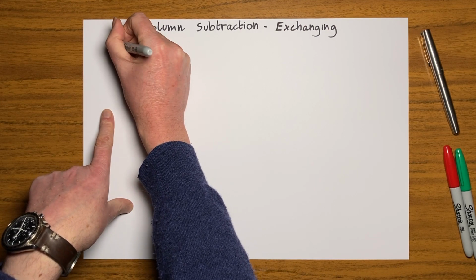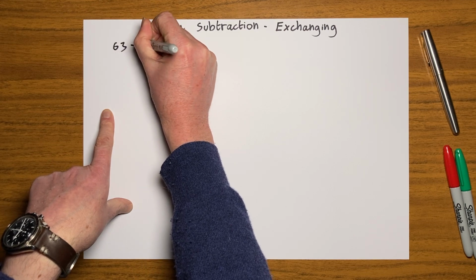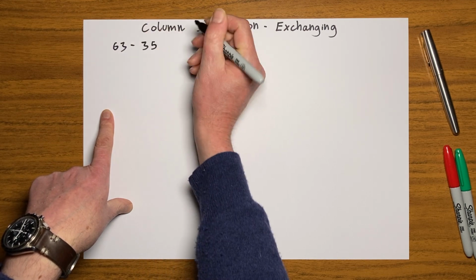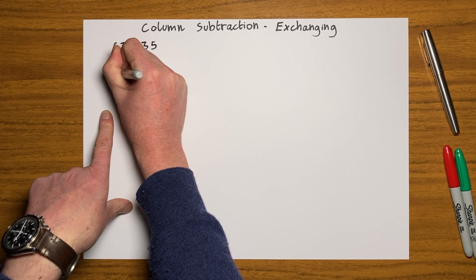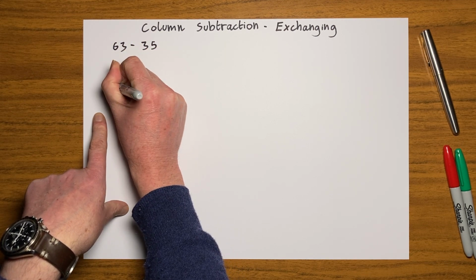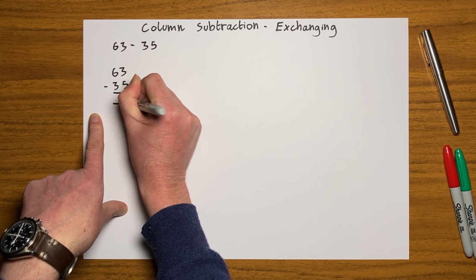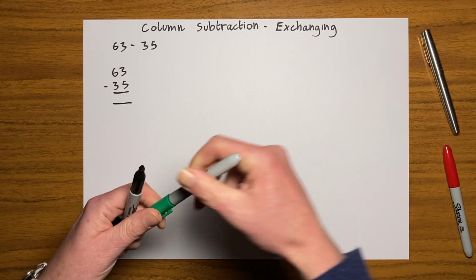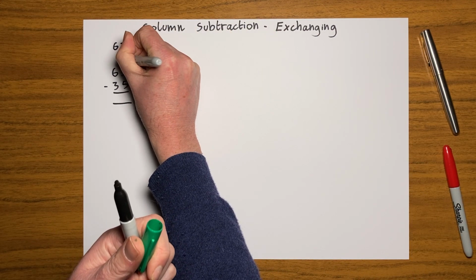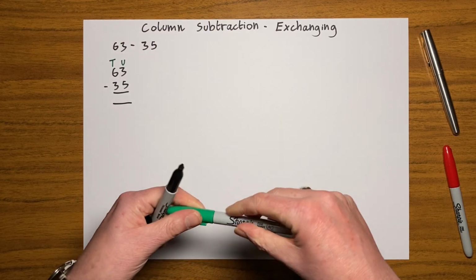So we had 63 take away 35. And we set it out nicely in our columns, and we went 63, and we took away 35. Drew our two lines here for the answer to go in. And I've got everything nicely lined up with my units and my tens. And then I started to do it.